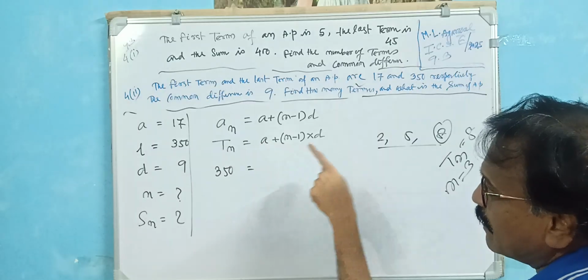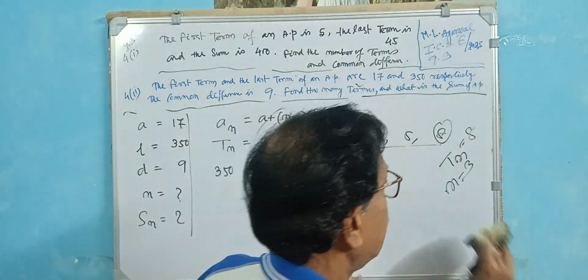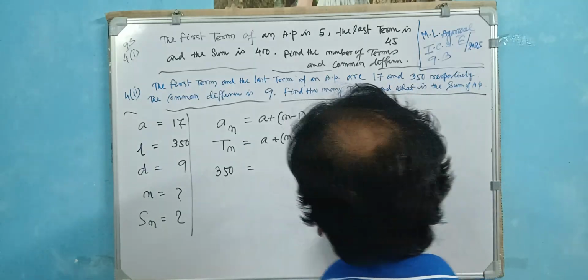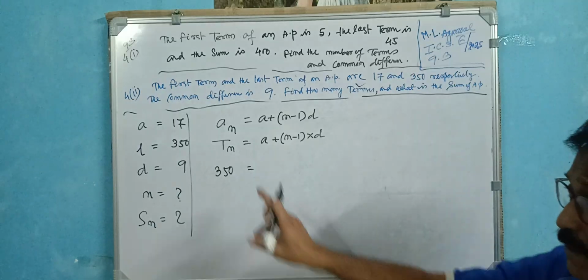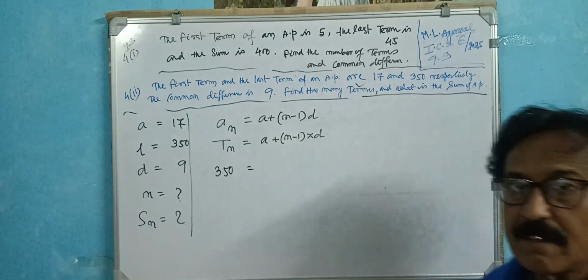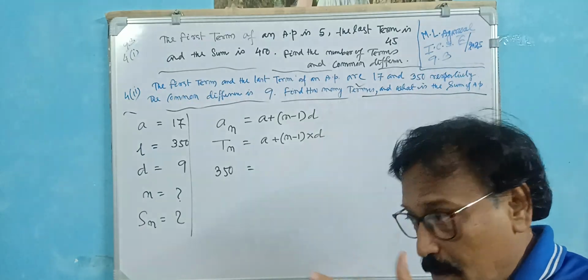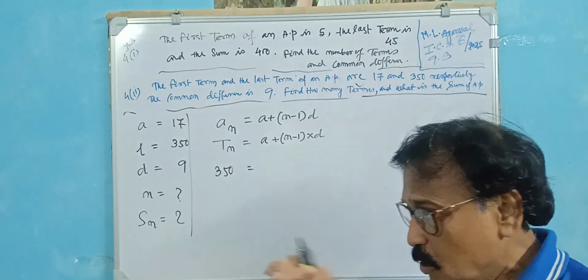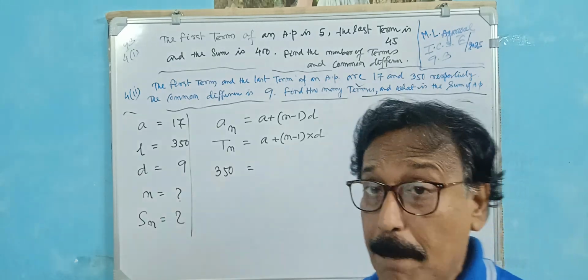You know A, you know D. It's clear. In which way do you solve it? That is very interesting. The concept must be clear; any sum will be solved. But the confusion is Tn. Tn is the value of the last term, and n is the number of total terms. How many terms are there? The number of total terms.